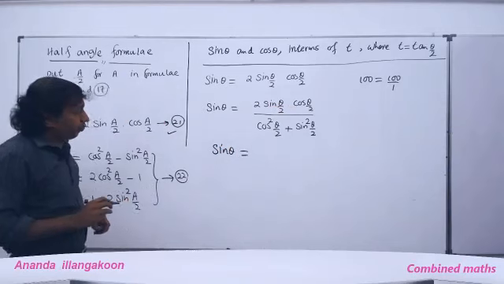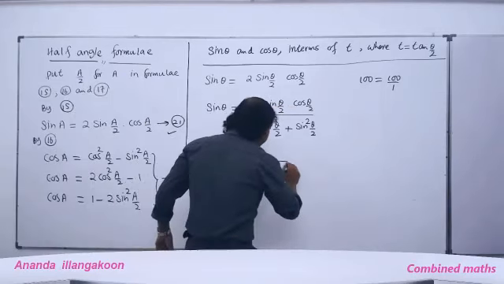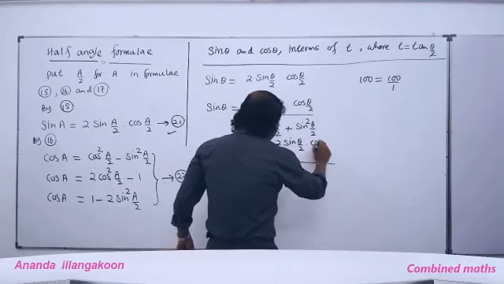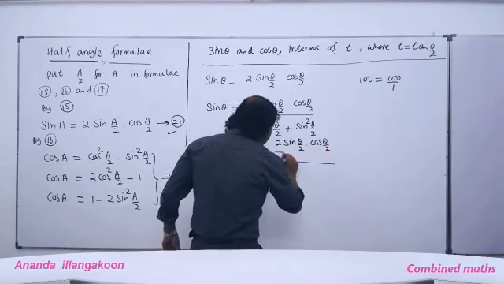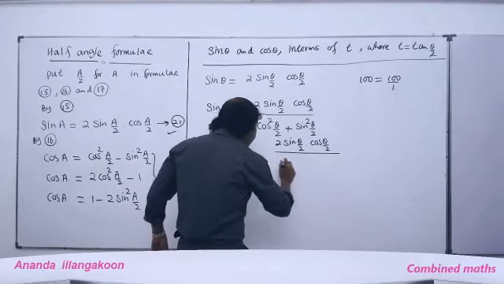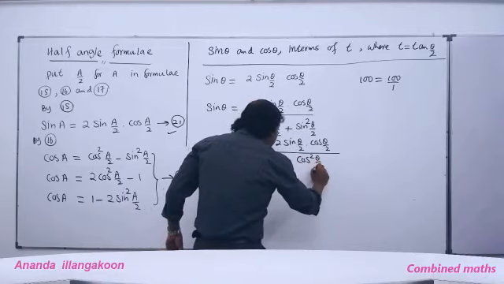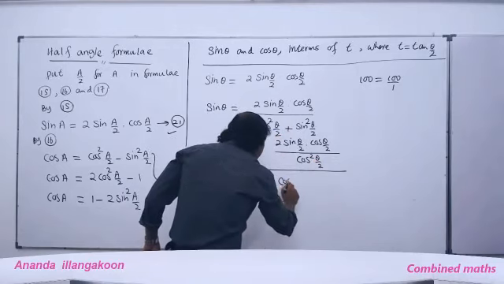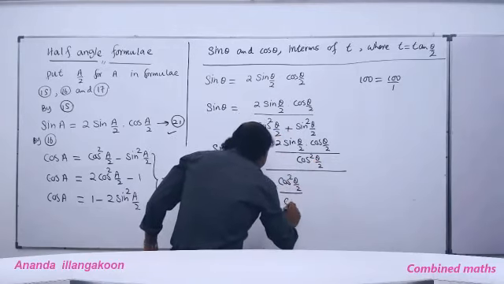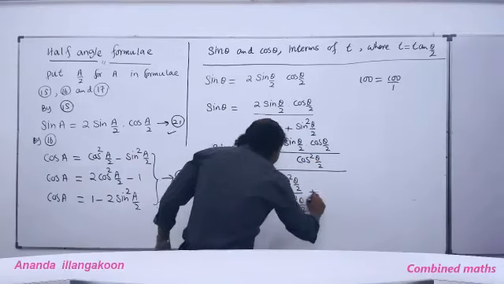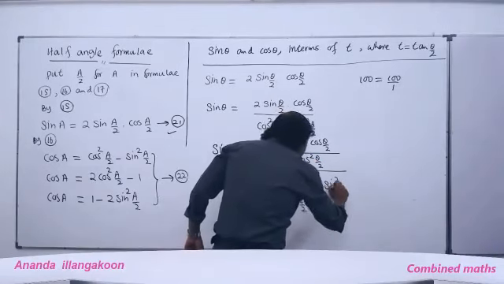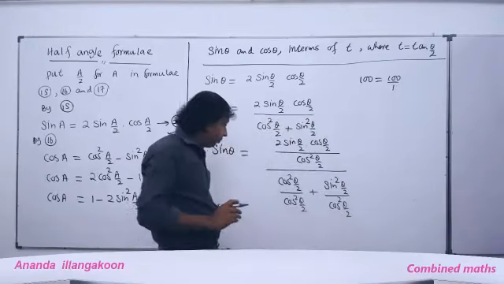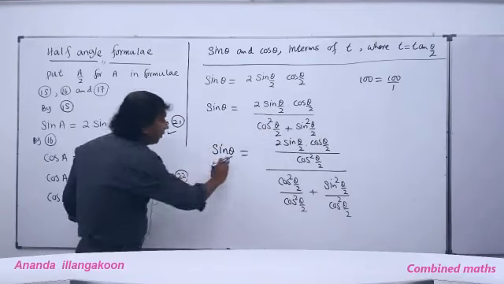is equal to what? 2 sine theta by 2 into cos theta by 2 divided by cos squared theta by 2. And these two terms we should divide by cos squared theta by 2. You see. Right, no people. Right.